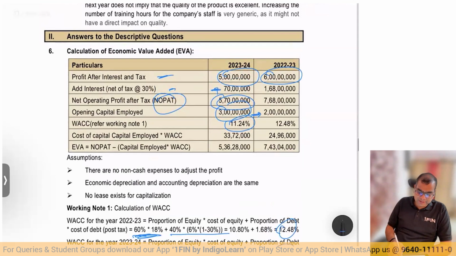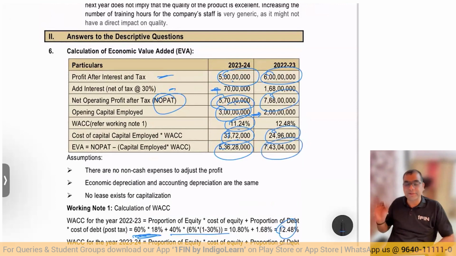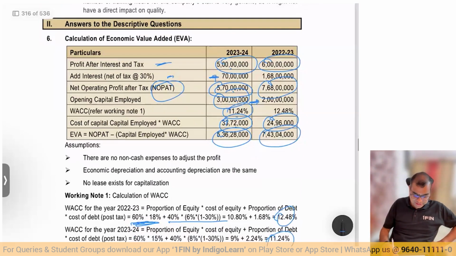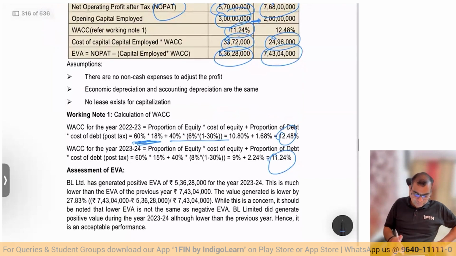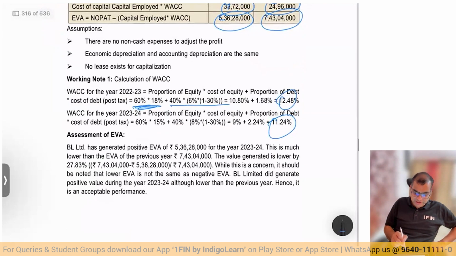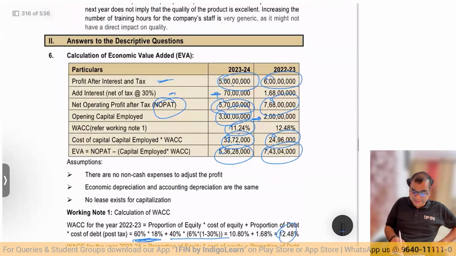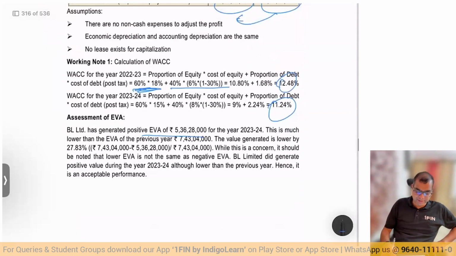You just multiply the capital charge, which is 11.24 into 3 crores. You get 33 lakhs. So from 5 crores 70 lakhs, you subtract 33, you get 536, and from 768, you subtract 24 lakhs, you get 743. So these are the EVA values. This is the first one. What is assessment? It has generated positive EVA for the second year, but it has decreased compared to the previous year. So even though it is positive, there has been a decline. That is the first part.